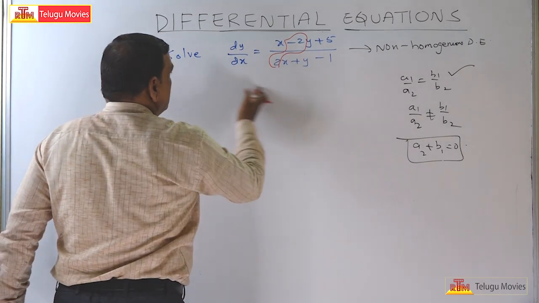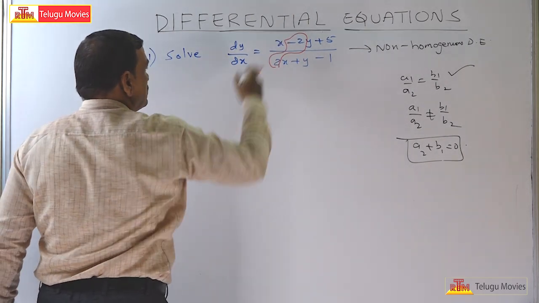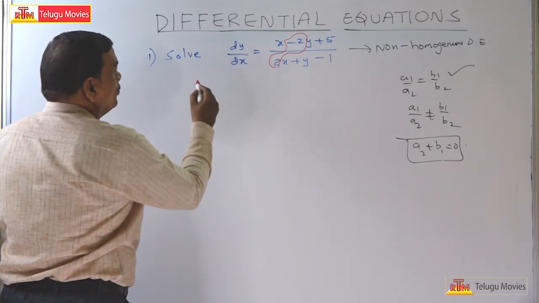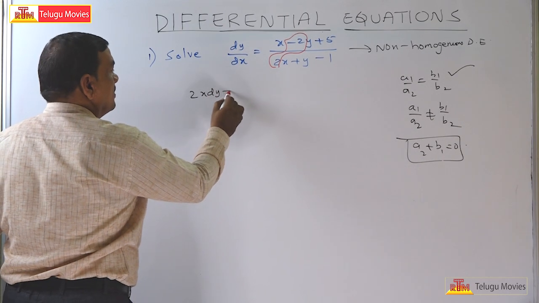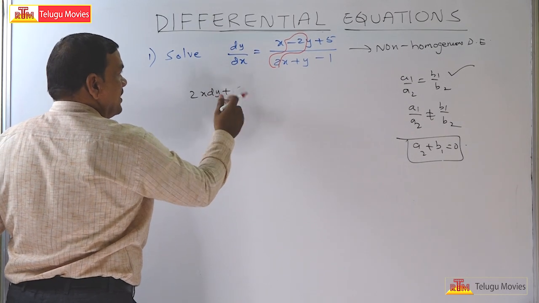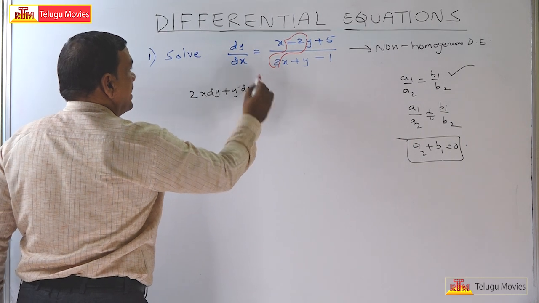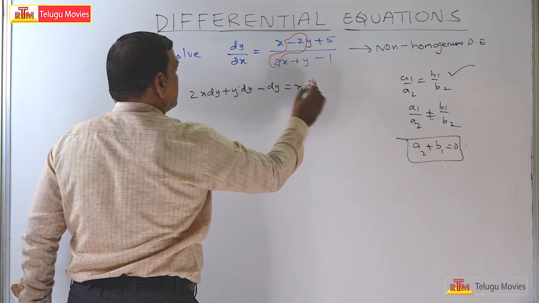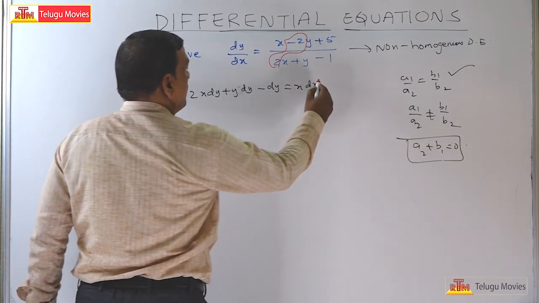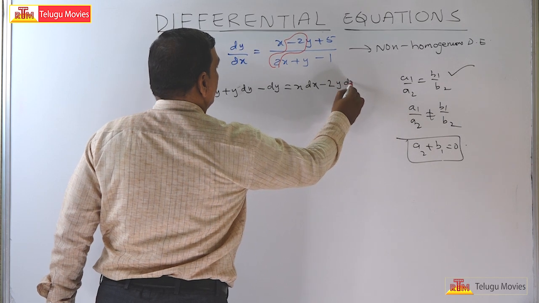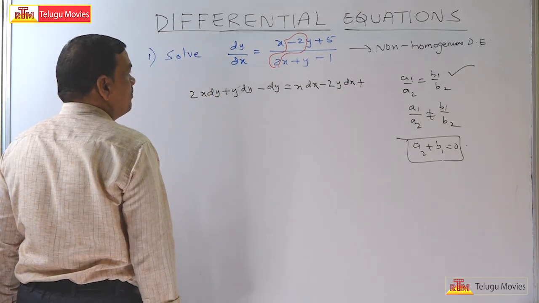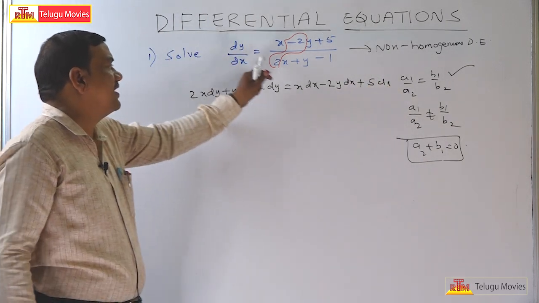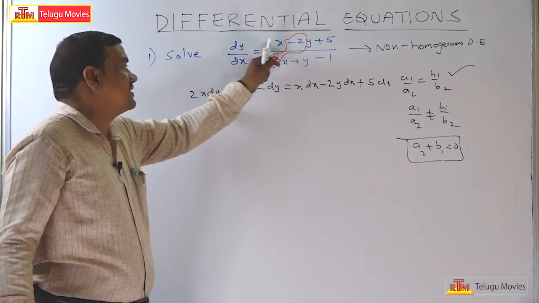Take the cross multiplication, what you will get, and this also you can cross multiply. So this is equal to 2x dy plus y dy minus dy is equal to x dx minus 2y dx plus 5 dx. Understand this? I just multiplied dy with these three terms and dx with these three terms.